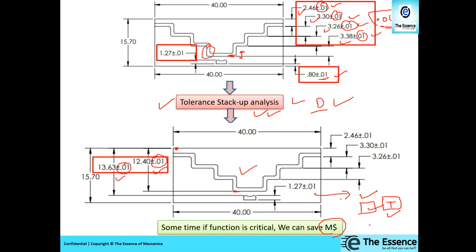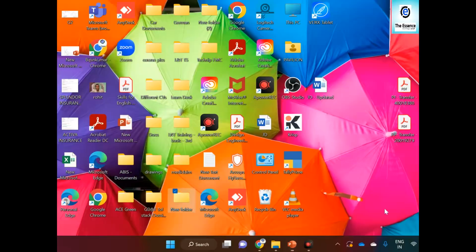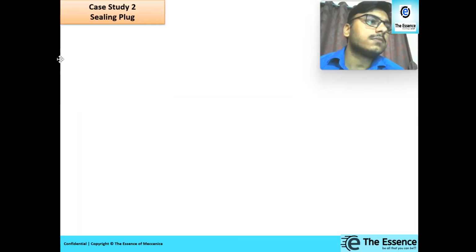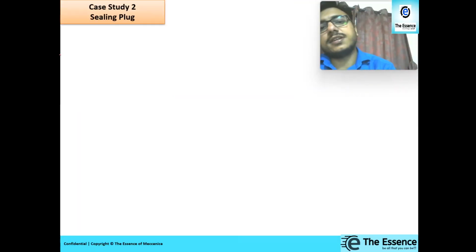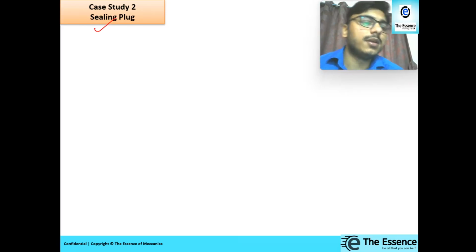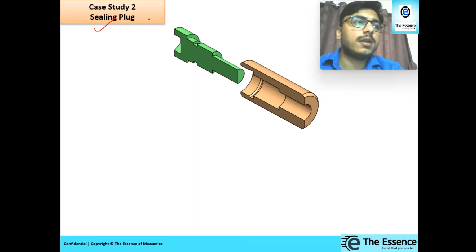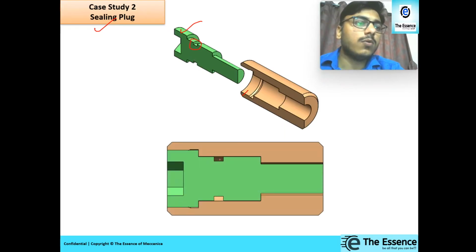Now let us move to another case study. Let us discuss another case study, that is the sealing plug assembly. Suppose there is an assembly like this. It has a thread over there and it has a thread over there. It is going to be assembled, and this is a sealing slot, meaning an o-ring slot, an o-ring groove. Now the o-ring will be there and it will get assembled. There is a thread connection over there. So this is the assembly.